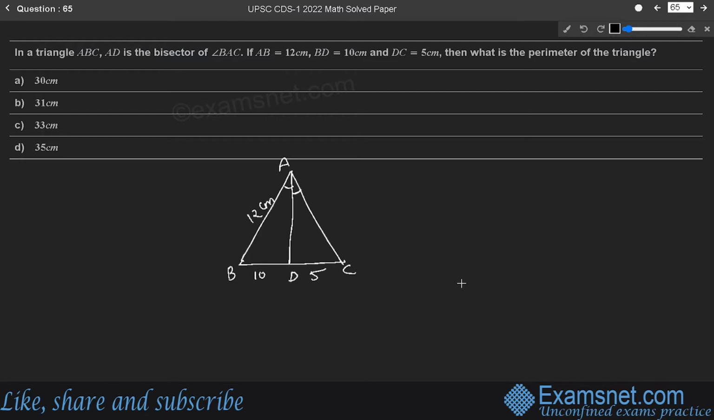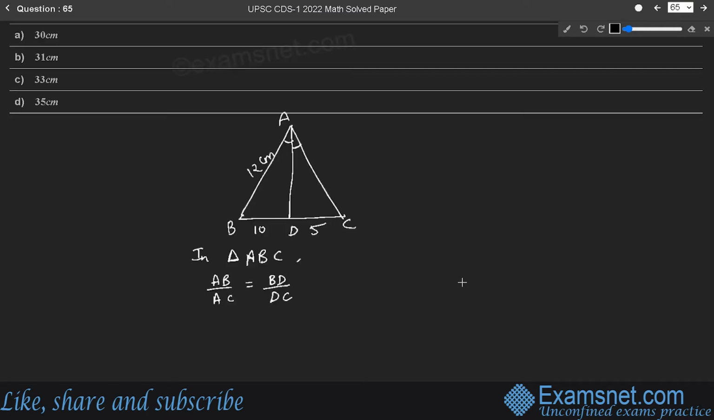We also know that the angle bisector of a triangle bisects the opposite side in such a way that the ratio of the two line segments is proportional to the ratio of the other two sides. So, according to this concept, in triangle ABC, we have AB upon AC is equal to BD upon DC.